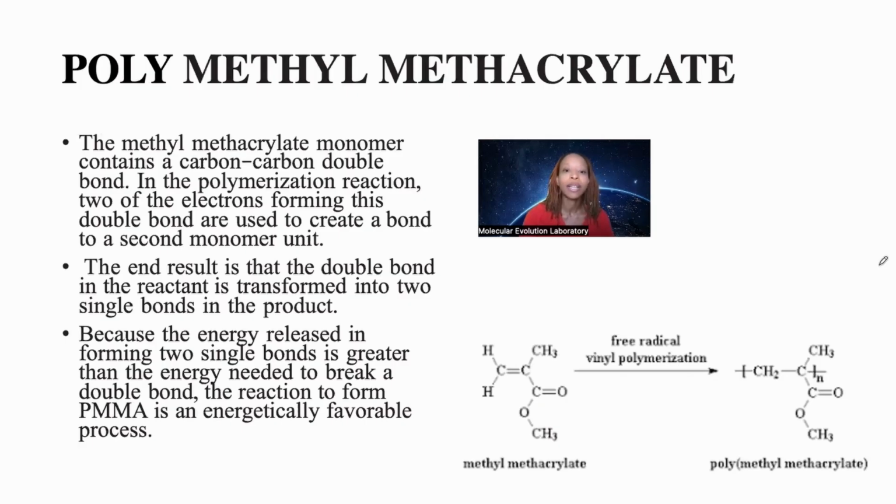The methyl methacrylate monomers contain a carbon-carbon double bond. In the polymerization reaction, 2 of the electrons forming this double bond are used to create a bond to a second monomer unit, as you can see here. The end result is that the double bond in the reactant is transformed into 2 single bonds in the product. Because the energy released in forming 2 single bonds is greater than the energy needed to break a double bond, the reaction to form polymethyl methacrylate is an energetically favorable process.